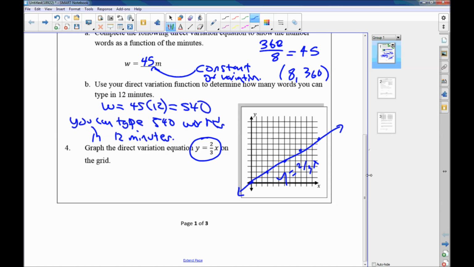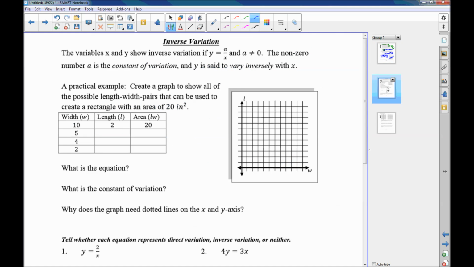All right, let's flip it over and see about inverse variation. The variables x and y show inverse variation if y equals a over x. So last time, direct variation is y equals a times x. This is a divided by x. And once again, a cannot be 0 or we don't have any kind of variation at all. So the non-zero number a is still called the constant of variation, and y is said to vary inversely with x.